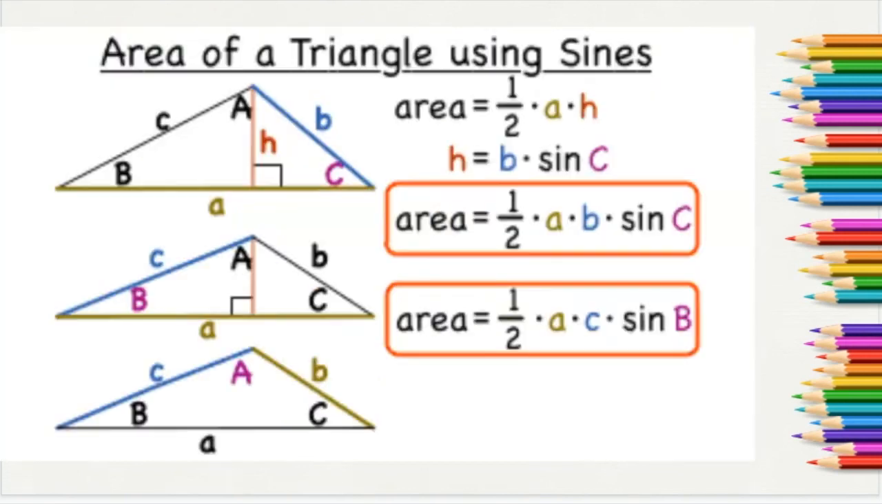Now, how do we get this? Well, remember that the area of a triangle is 1/2 base times height. So A is your base and H is your height. How do we find H? Well, if we use sine of C, it's opposite divided by hypotenuse, and then we could solve for H. Or if we took sine of B, it's opposite divided by hypotenuse, and then we solve for H. We will get these two formulas. So now let's try using it.